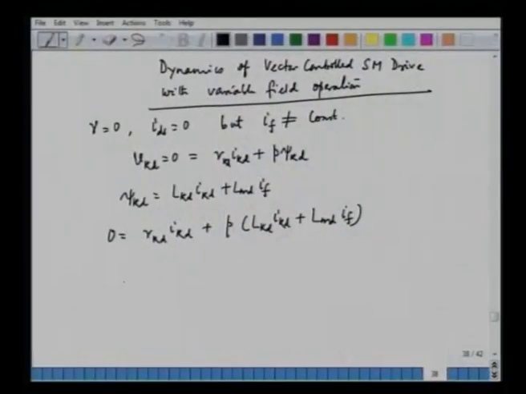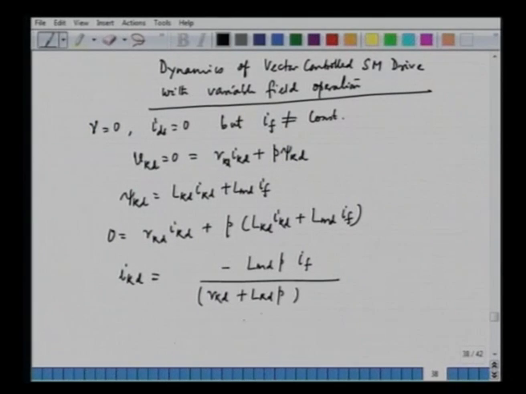Now, if we find out the expression for IKD, what is IKD here? IKD is equal to minus LMD P IF divided by RKD plus LKD P. So, this is what we have in this case. So, IKD is finite, IKD is not equal to 0. So, if IKD is not equal to 0, the torque will not be instantaneously variable when we vary IQS.